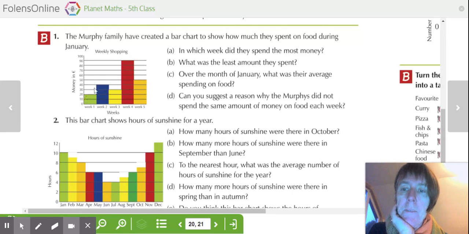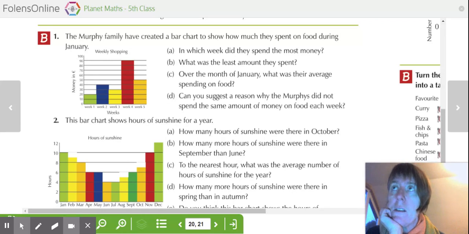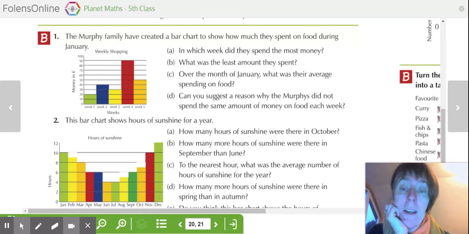So you add them all up. That's 20 plus 40 makes 60, plus 30 is 90, plus another 90 is 180, plus 50 is 230, and you divide 230 by 1, 2, 3, 4, 5. 5 into 23 goes 4 times. So it's €46 a week is what I got there. In my head, I could be wrong, but you'll correct me if I'm wrong.